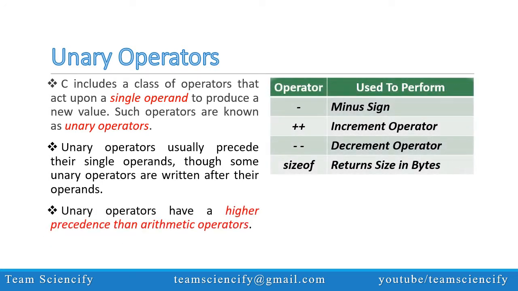For performing the minus sign operation, we use the minus sign operator in C. For performing the increment operation, we use the plus plus operator in C. For performing the decrement operation, we use the minus minus operator in C. For getting the size of the operand in bytes, we use the sizeof operator in C. Sometimes the cast and logical NOT operators are also considered unary operators.